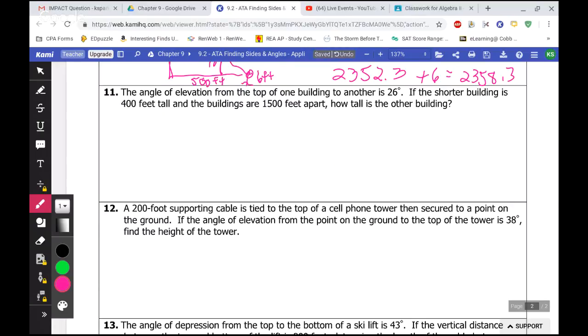Okay, the angle of elevation from the top, angle of elevation, so I know what I'm dealing with, the top of one building to another is 26 degrees. So we've got a shorter building, and then there's a taller building. The shorter building is 400 feet. And then we've got a taller building.